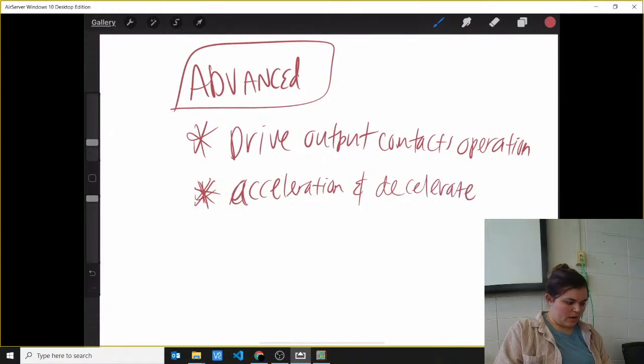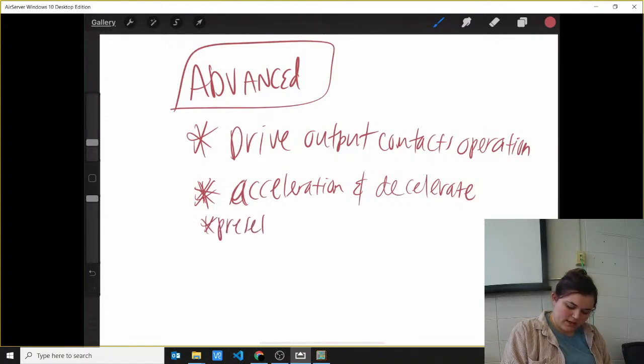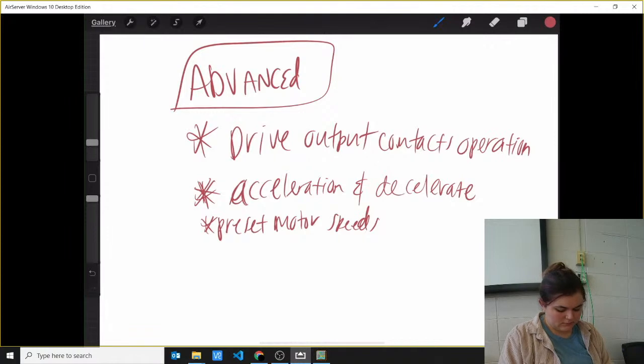All right. And then preset motor speeds, and type and time of braking applied to motor.